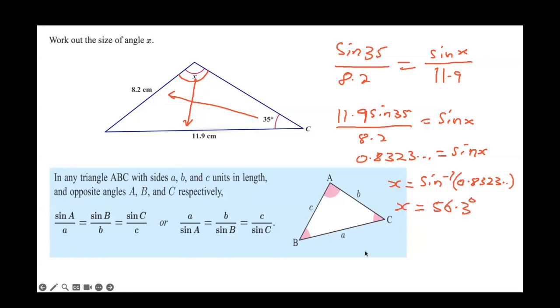56.3 degrees. However, this is not the only angle that when we take sine of it, we'll get this value. And this leads us to a concept called the ambiguous case of the sine rule. You can read about that. The angle could also be 180 minus 56.3, meaning x can also be 123.7 degrees.